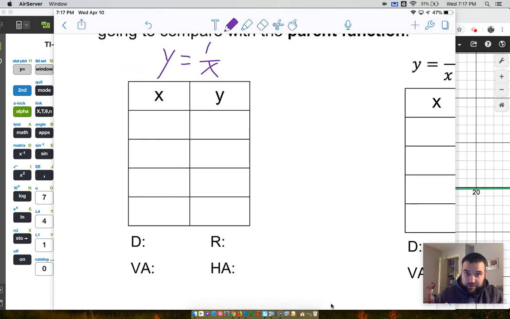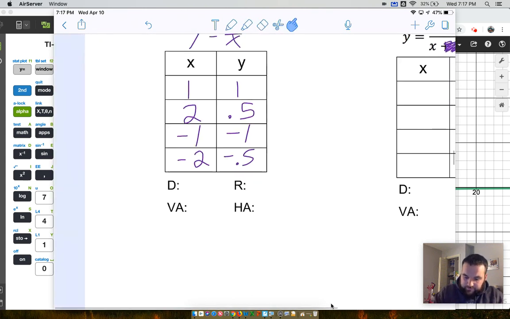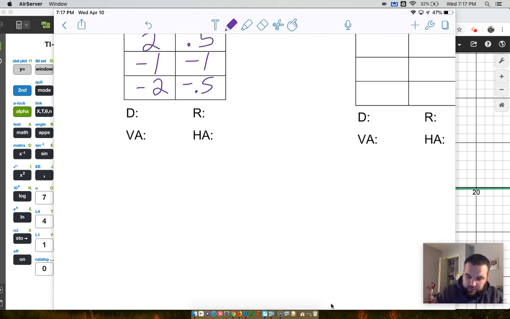So I'm going to just plug in some values here. When x is 1, y is 1. When x is 2, 1 divided by 2, that's 0.5. Same thing with the negatives. If I plug in -1, I get -1, and -2 is -0.5. Okay. Now, while those coordinates are different, I still have the same domain and range. So domain, x can't be 0. For the range, y can't be 0, because those are the asymptotes.